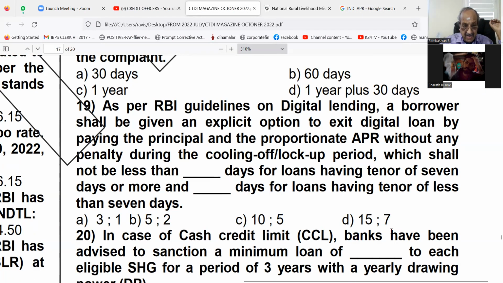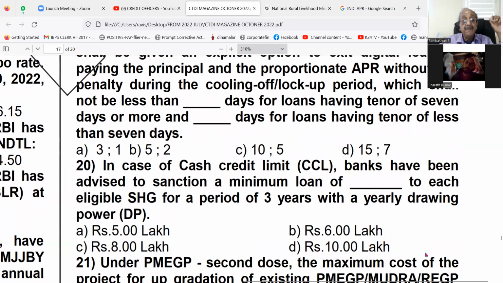Question number 19. As per the Reserve Bank of India guidelines on digital lending, a borrower shall be given an explicit option to exit digital loan by paying the principal and the proportionate annual percentage rate without any penalty during the cooling off or lockup period, which shall not be less than dash days for loans having tenure of 7 days or more, and dash days for loans having tenure of less than 7 days. The answer for this is A. That is, the first place not be less than 3 days, the second place it is 1 day. Very good.